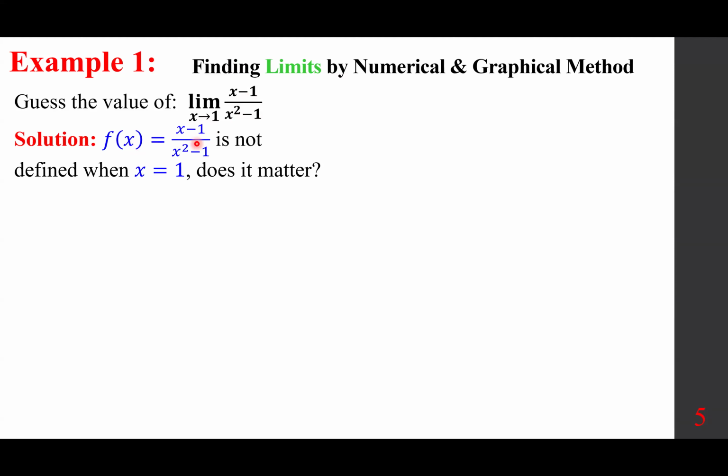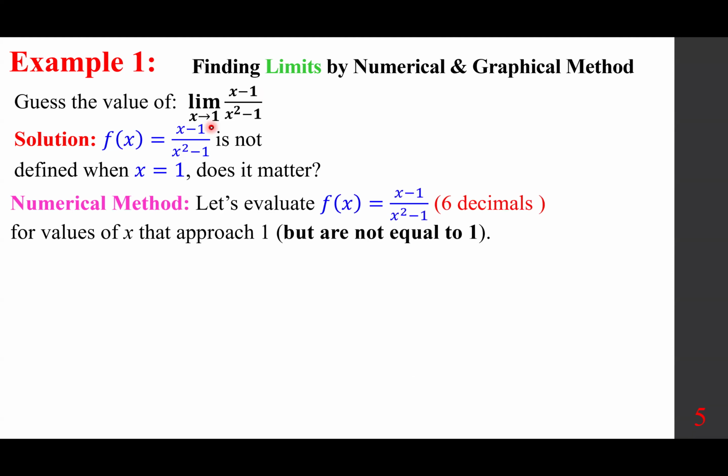f of x is (x minus 1) over (x squared minus 1), which is not defined when x equals 1. Does it matter? It's important to understand that if you plug in 1, it doesn't work because the denominator is 0. In fact, it's 0 over 0, which is indeterminate. But does it matter? The answer is no, because we are not saying x equals 1. We are saying x is approaching 1. So for the numerical method, let's evaluate the function, however many decimals they ask us, for values of x that approach 1 but are not equal to 1.